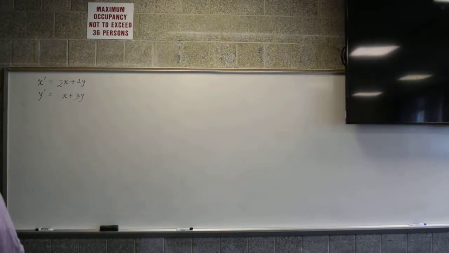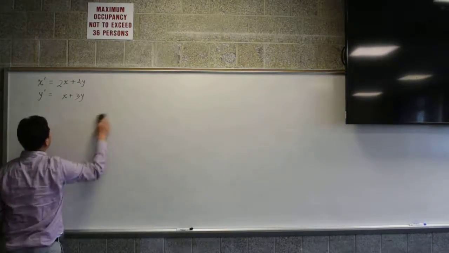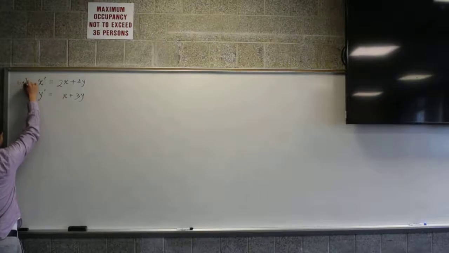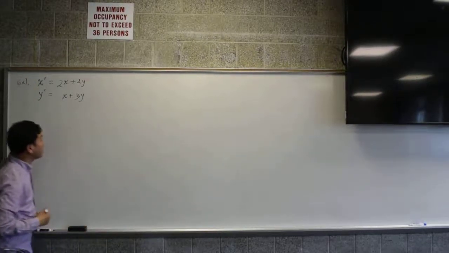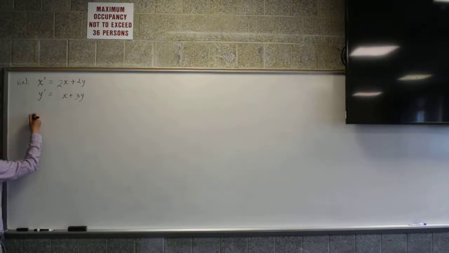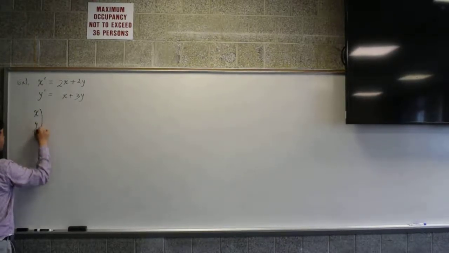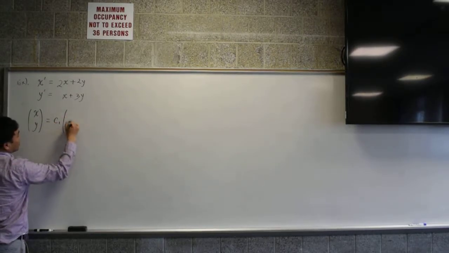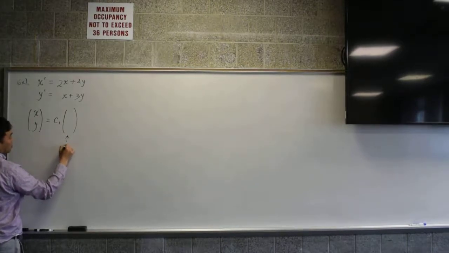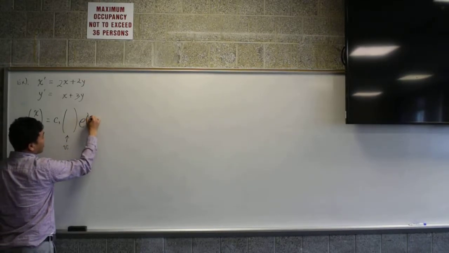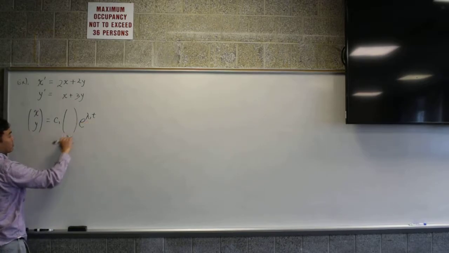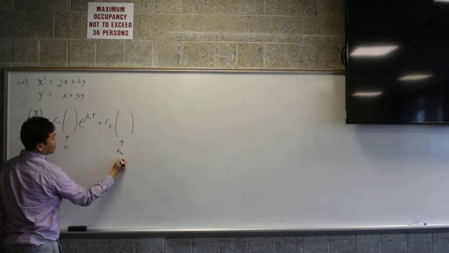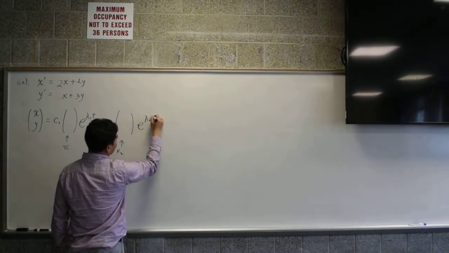Okay, suppose you're given this differential equation. How do we solve this? Well, the way we solve it is by relying upon the following solution: (x, y) will look like C1 times one eigenvector, which we call V1, times e to the lambda 1 t, where lambda 1 is the eigenvalue, plus C2 times the second eigenvector, times e to the lambda 2 t.